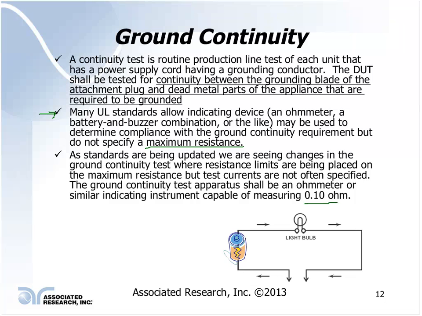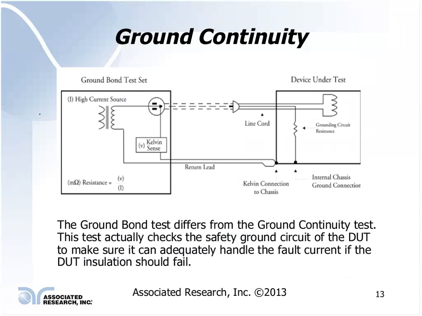Most of the type test standards actually specify a ground bond test versus a continuity test. And what is the difference between a ground bond test and a ground continuity test? A continuity test is really just testing for the presence of the ground. It is not testing for the maximum resistance, nor is it testing to make sure that the ground circuit has the capacity to conduct the fault current that is required, should a fault occur within the product. The ground bond test is a test that actually verifies both of those functions.